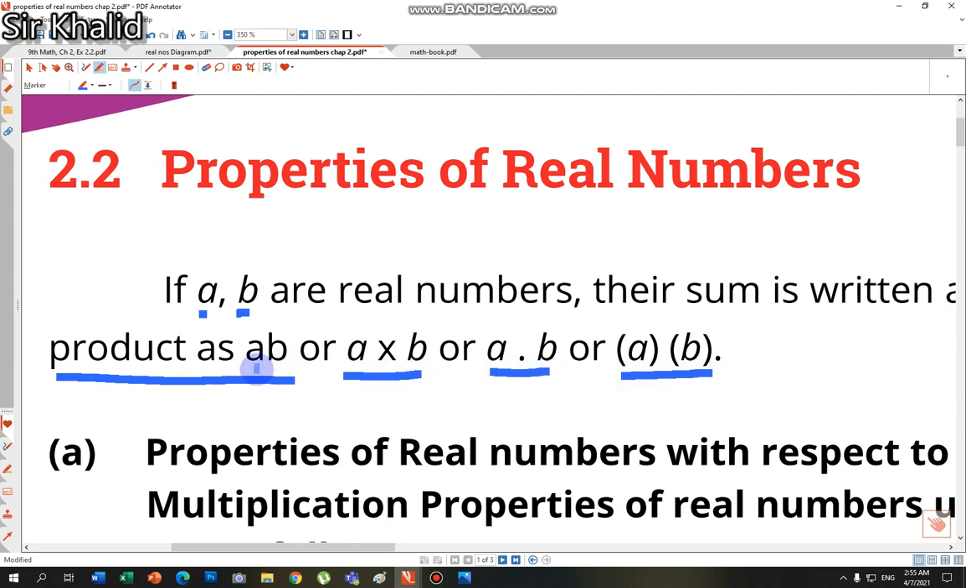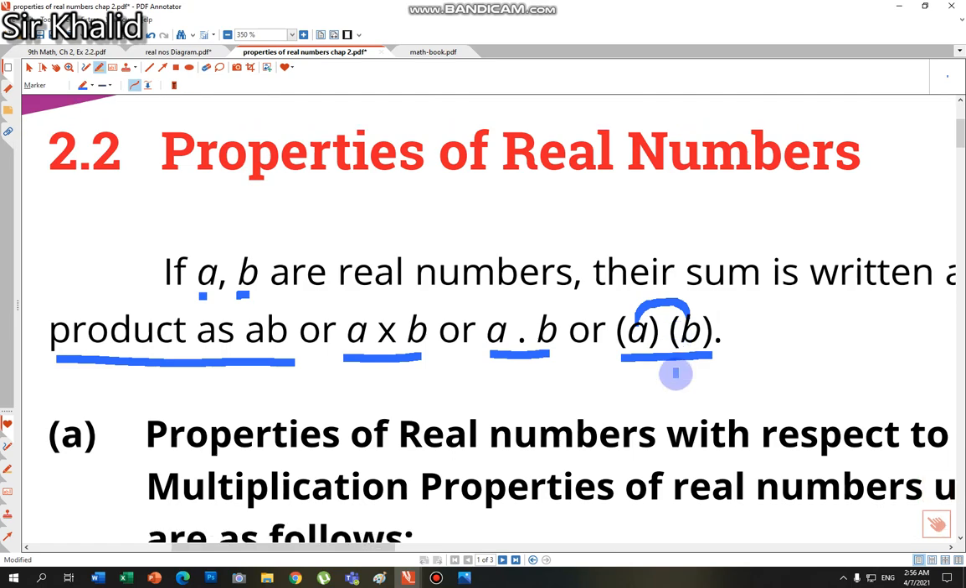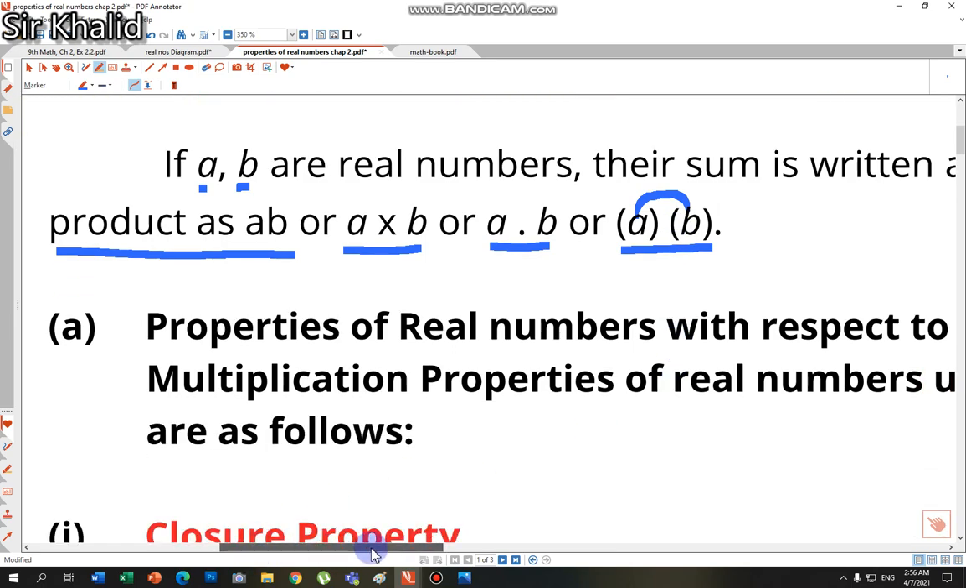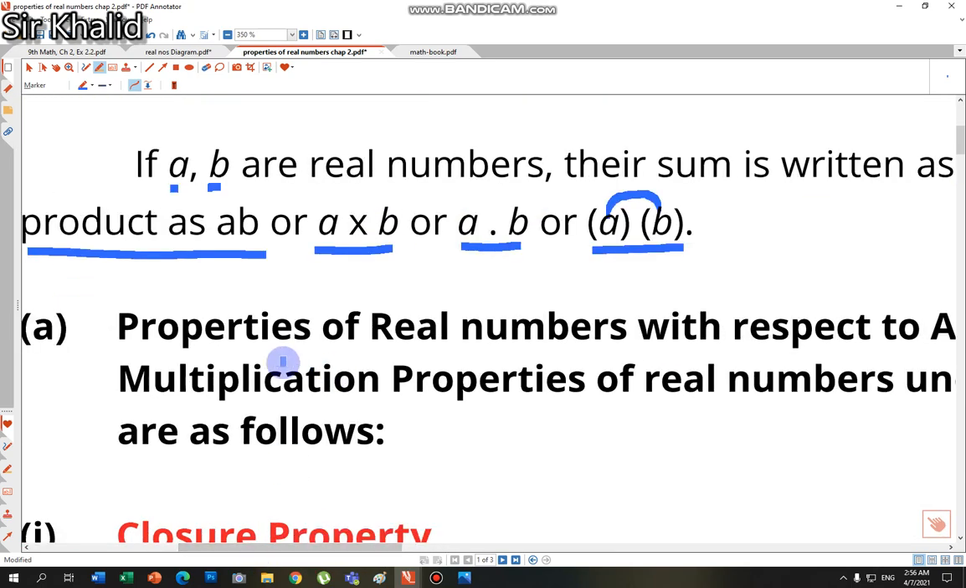So the product of the two real numbers can be written like this: a without any operational sign, ab, or a cross b, or a multiplied by b, or a dot b. This dot also stands for multiplication, or if there is no sign in between, it means that a will be multiplied by b. So these are some properties of real numbers.